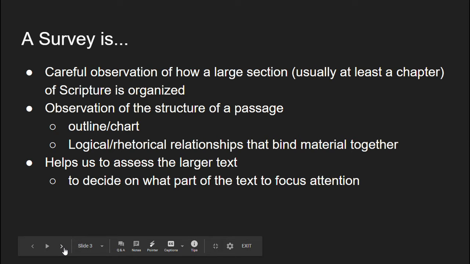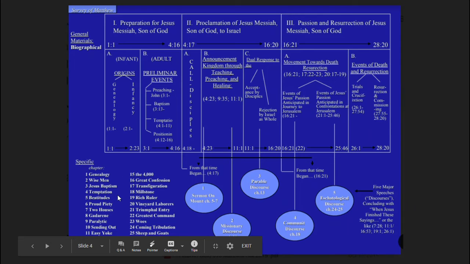And an example of a survey of Matthew. Here's what a survey of Matthew might look like. This is provided by Dr. Russell, he's the Dean of Asbury Theological Seminary. And he's got Matthew divided into 3 sections. So at a glance, we can see the entire book of Matthew outlined. That's a survey.